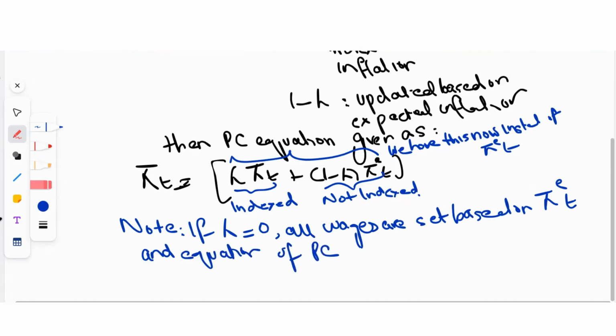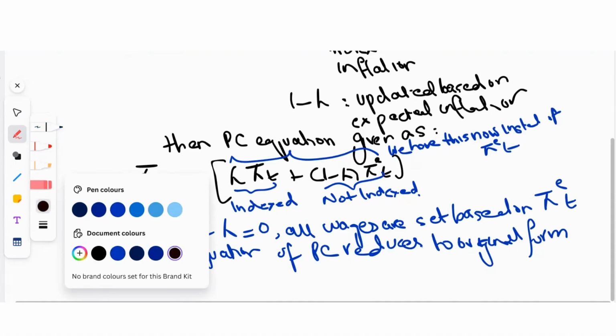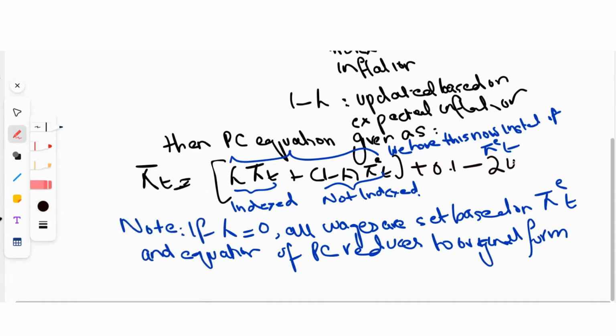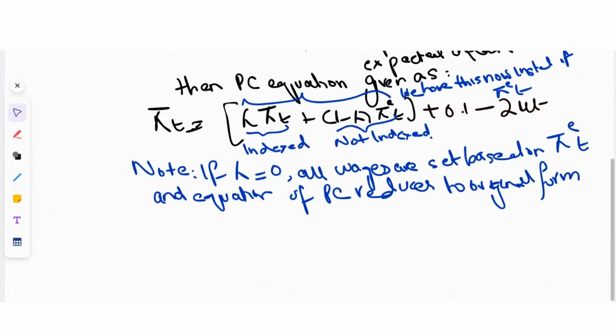Equation of PC reduces to original, right? If I have lambda equal to 0 here, the PC equation is given as the remaining part is the same, plus 0.1 minus 2. So if lambda is equal to 0, we get the exact same equation as this, because then all wages are set based on expected price and expected inflation rate. Now, in this case, we're told lambda is equal to 0.5.